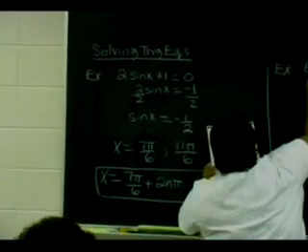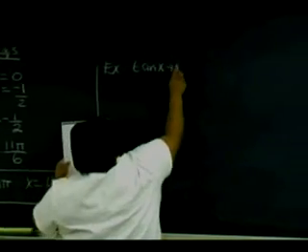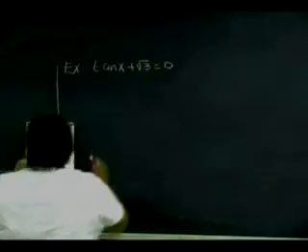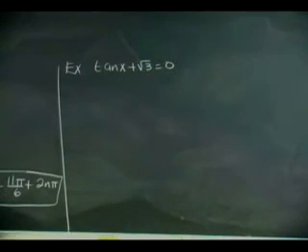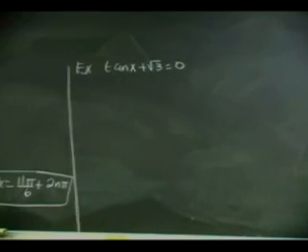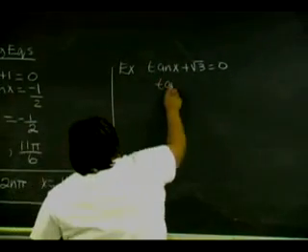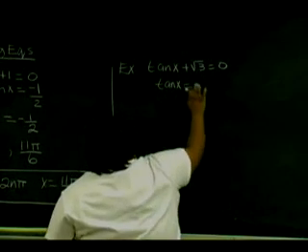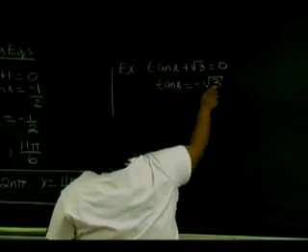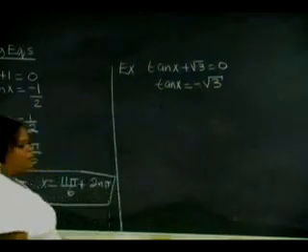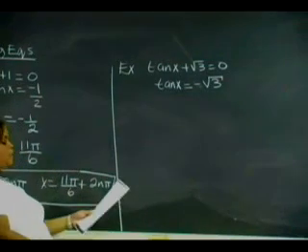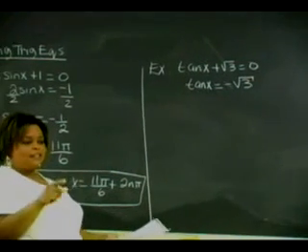Let's look at another example. Tangent x plus the square root of 3 equals 0. Well, I need to get tangent x on one side. So what do I need to do to both sides? Subtract what? Square root of 3. So tangent x is negative square root of 3. So looking at my unit circle, what does that mean?